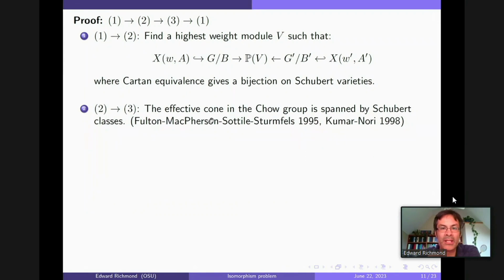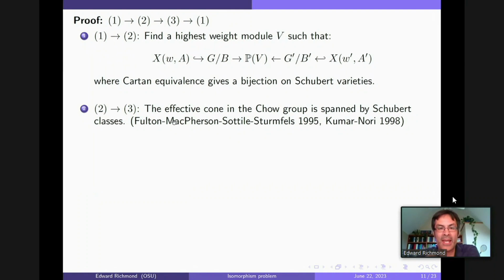For 2 implies 3, this one is short. Basically, if you have an algebraic isomorphism, it's well known that the minimal extremal rays of the effective cone in the Chow group are spanned by Schubert classes. This is a result of Fulton, MacPherson, Sottile, and Sturmfels in '95. I write Kumar and Nori here because they had an analogous result in the Kac-Moody setting, which is what we needed in our proofs.